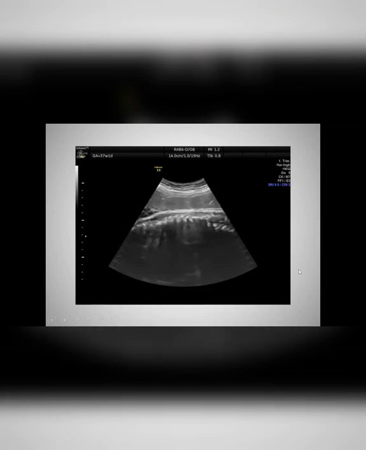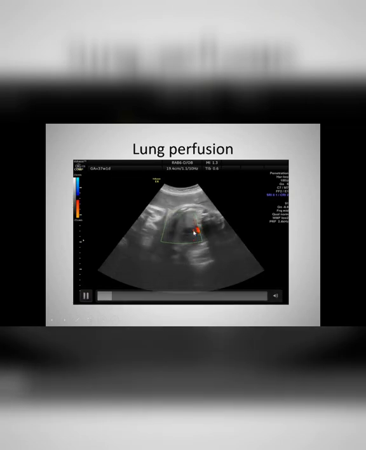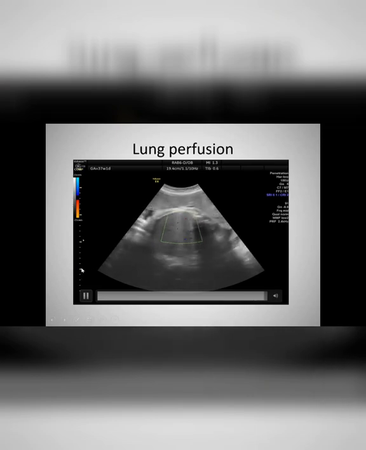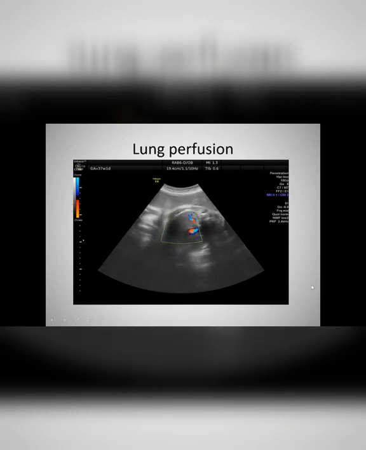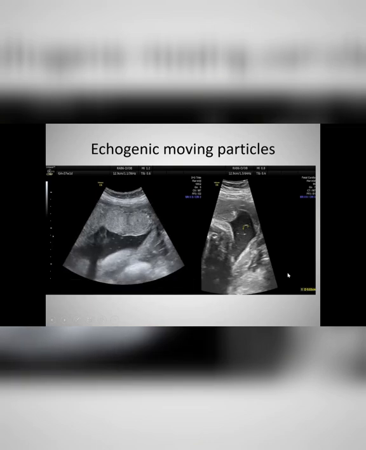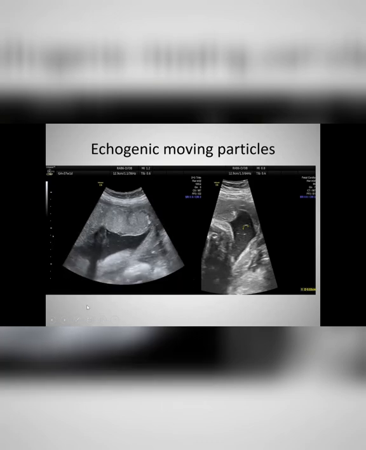Then something that I have not said, because it's not so much written in the literature, is the arterial perfusion of the lung. Here when we see the perfusion of the lung, we found that the vessels pass to the outer third of the lung. So there is good perfusion. And this good perfusion, you will see it only in the mature, expanded lungs. Again, moving echogenic particles. Here are the moving echogenic particles, and when we measure one of these particles, it is 0.5. So it's a good index for fetal maturity, moving echogenic particles.